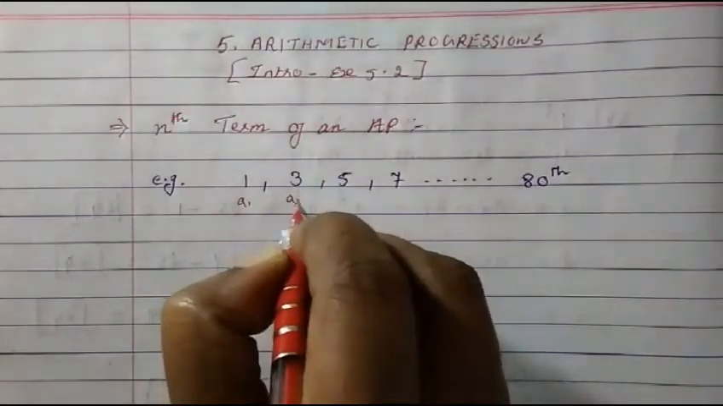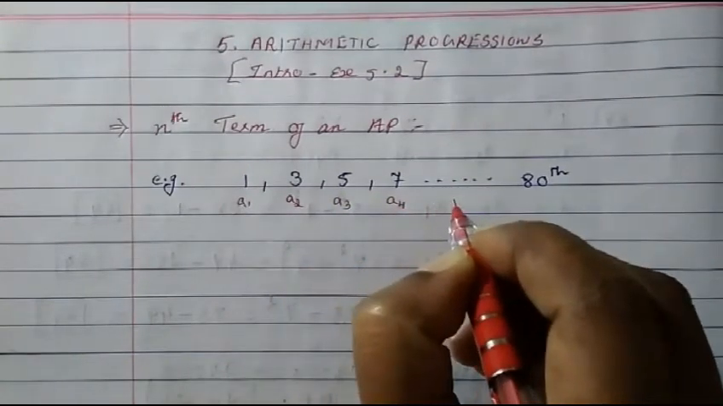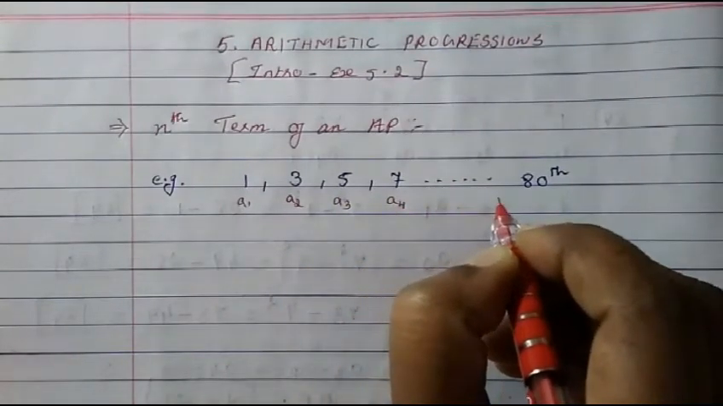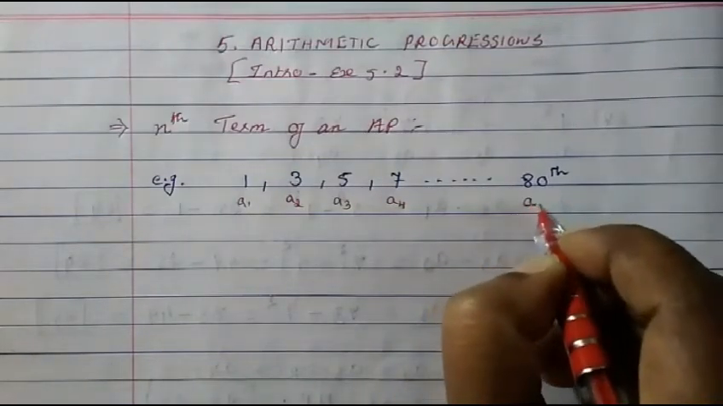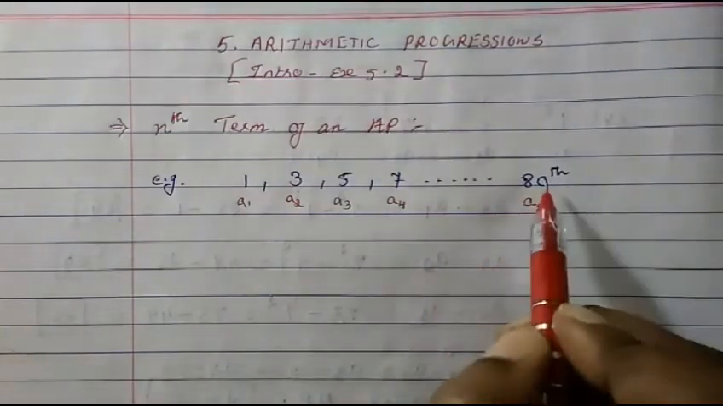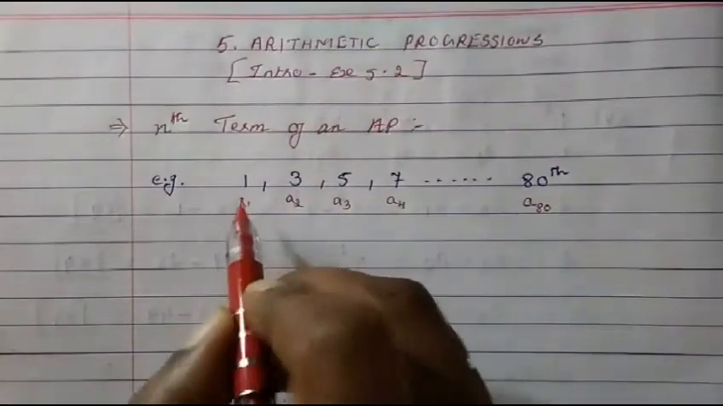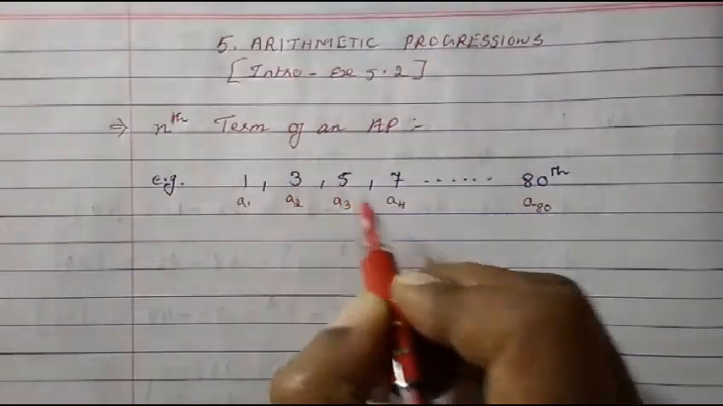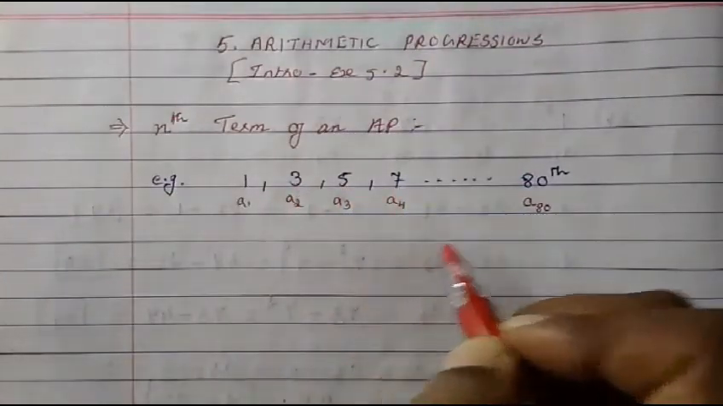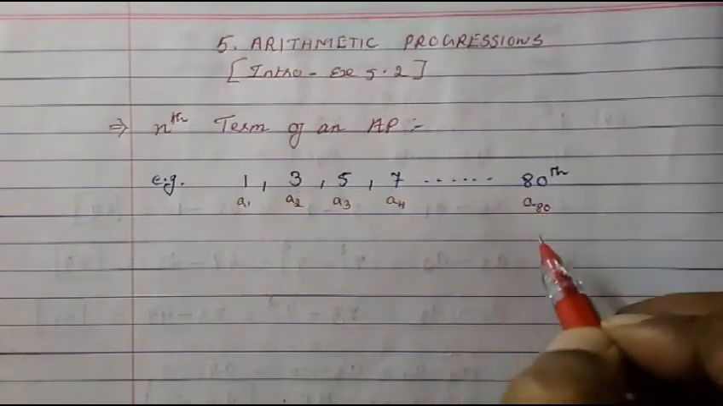A1, this is A2, this is A3, this is A4, then A5, A6, A7, A8, A9, A10, and so on, then A80. So the meaning is, what will the 80th term be? Here the A value is 1, here 3, here 5, here 7. So what will the A value be in the 80th term? That's what we are going to study.